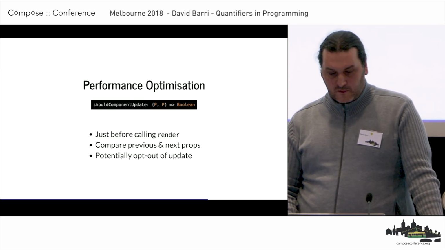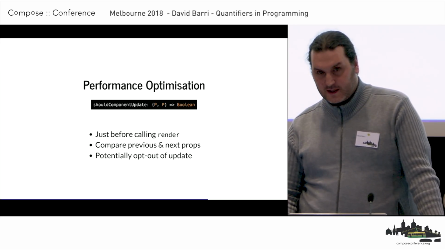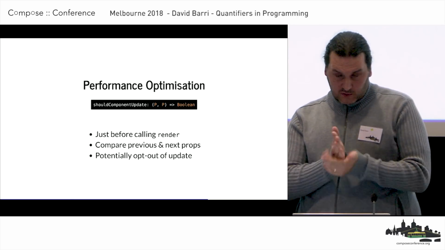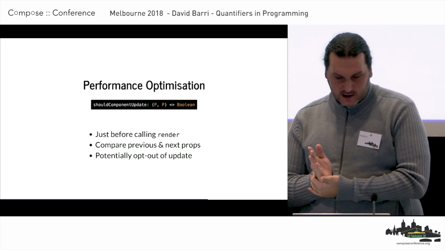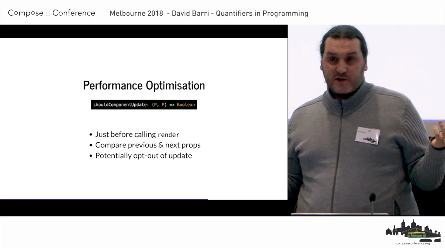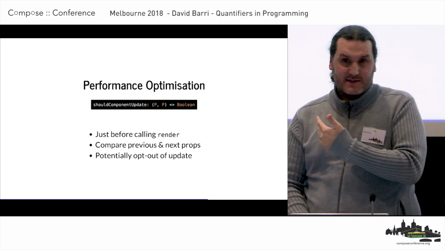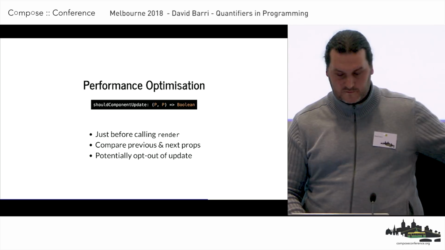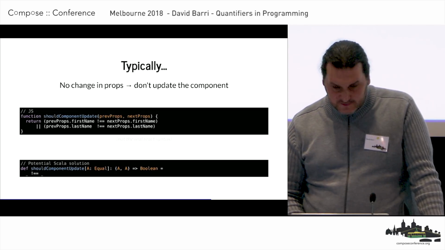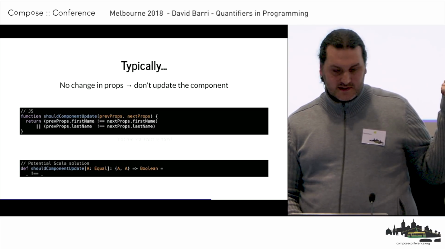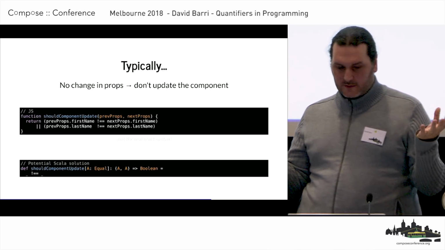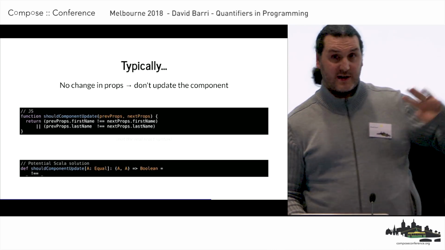So React has this performance optimization called should_component_update. It's a function that takes two P's and returns a Boolean. So just before calling your component's render function, it'll give you the previous props used and the props that it's about to use now, and you've got a chance to compare those and potentially just say, no, I don't want to update, let's opt out of further processing. Typically the logic that you'd use when implementing this is you say, okay, I've got both of my props values, I'm going to compare them. If there's no change at all, then I don't need to update the component.